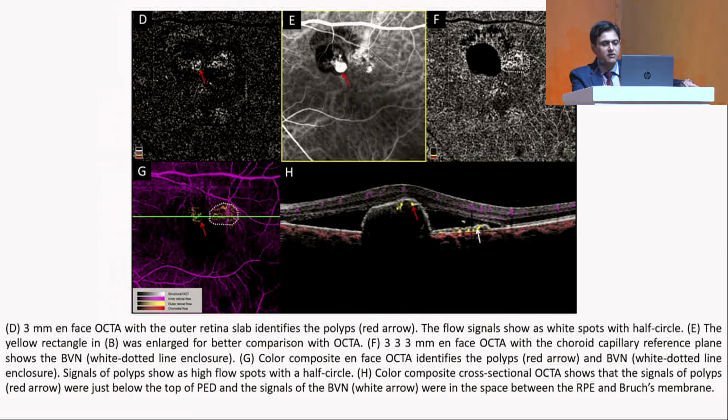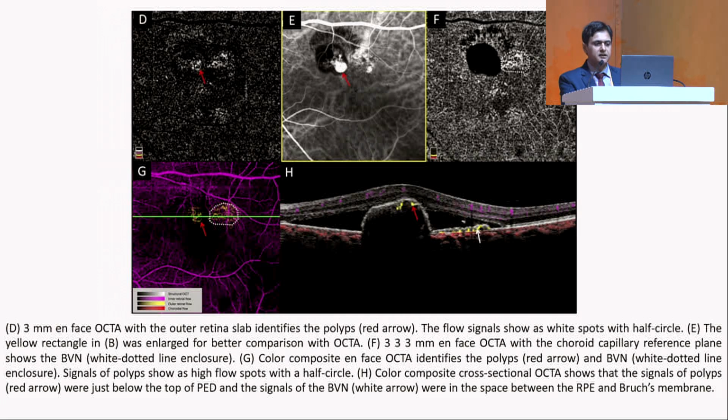When we do an OCTA, we can see that on the outer retina slab there is no well-defined membrane, but we can see the formation of a half ring. It is very difficult, and I only managed because I already knew there was a polyp. When we go to the level of the choriocapillaris, there is an adjacent branching vascular network, and the polyp can be appreciated there.